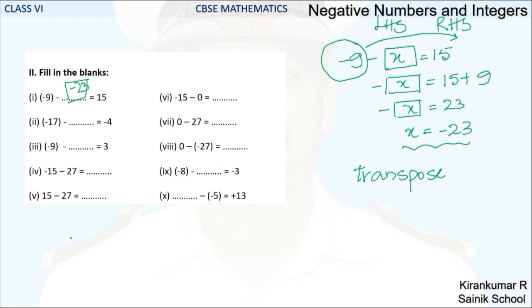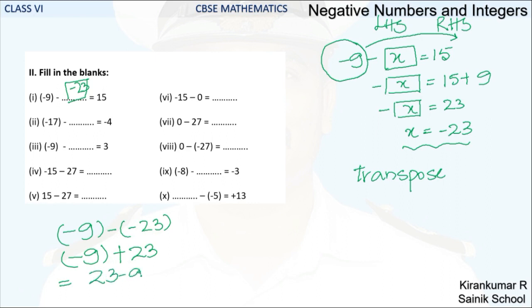Let me verify that. When negative 9 minus of minus 23 is there, this subtraction question I can change into addition question and change the sign of this second integer. These are unlike integers, so from the larger subtract the smaller and consider the sign of the larger absolute value. So I'll get the result as positive 15, which is right. Hope you have understood it now.